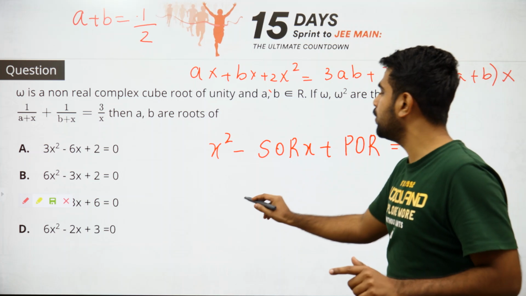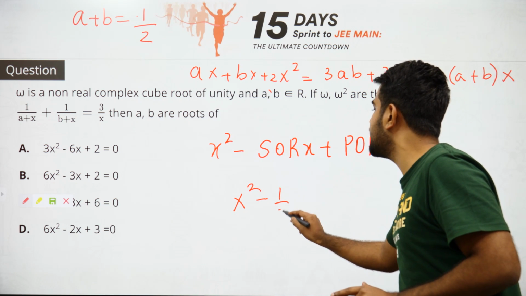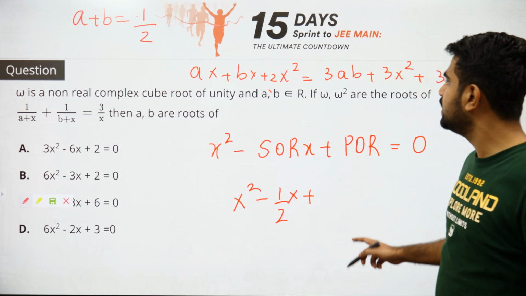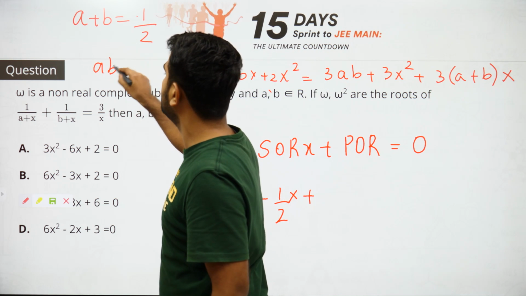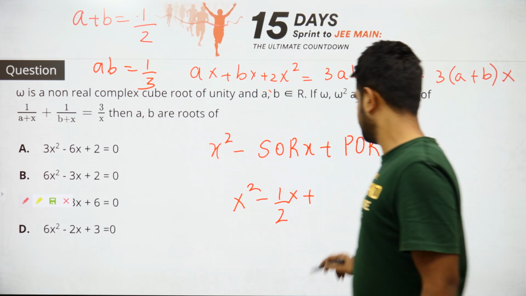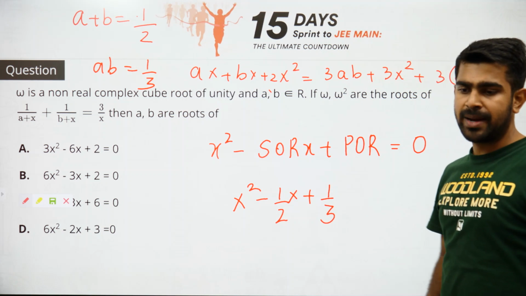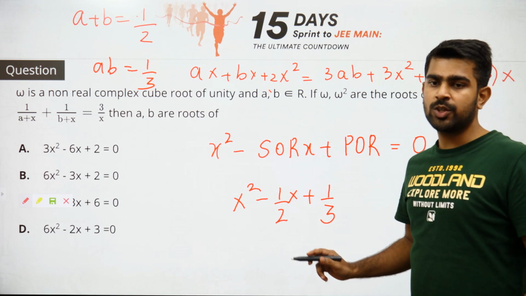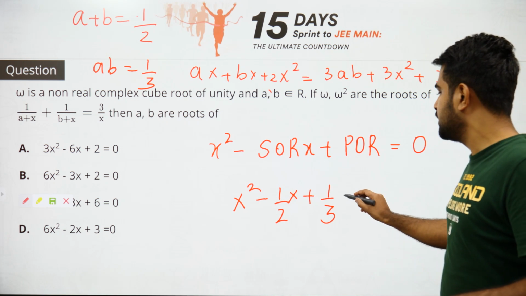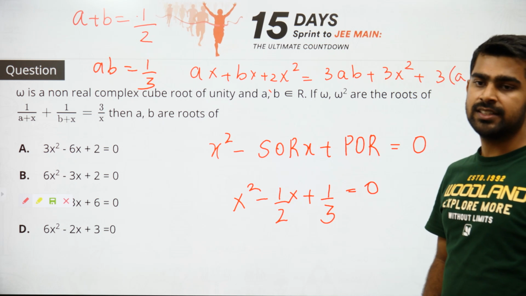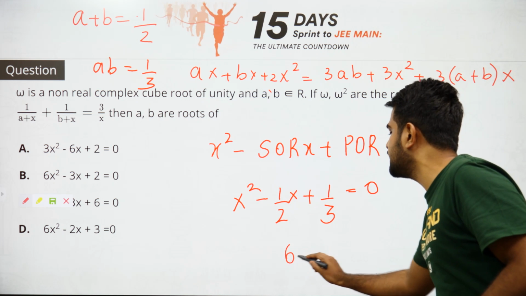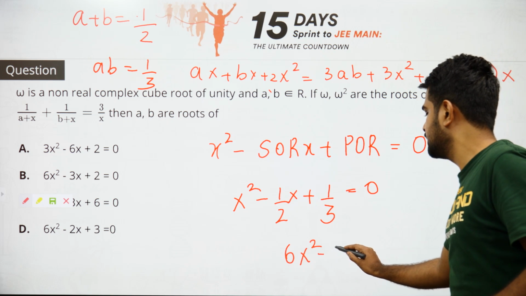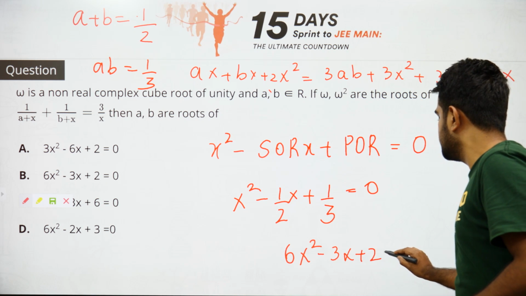Okay. Now, what is my sum of roots? x square minus 1 by 2 into x plus what is product of the roots? We got it to be 1 by 3, if I am not wrong. So I will write it as 1 by 3. Is that okay to everyone? Perfect, guys. So now this is going to be my quadratic equation. Let me simplify it. If I simplify it, it reduces to 6x square minus 3x plus 2 is equal to 0.